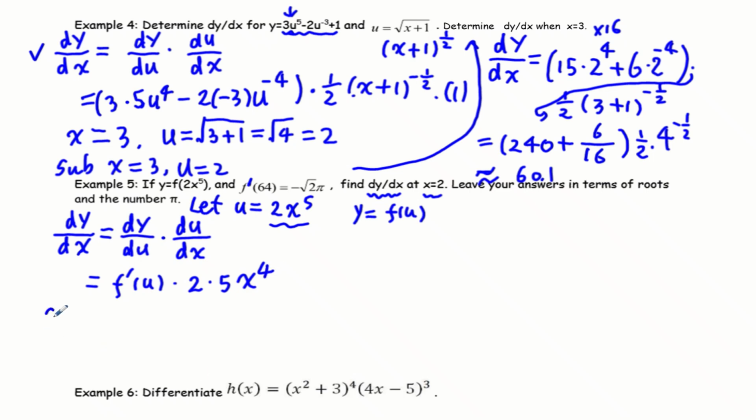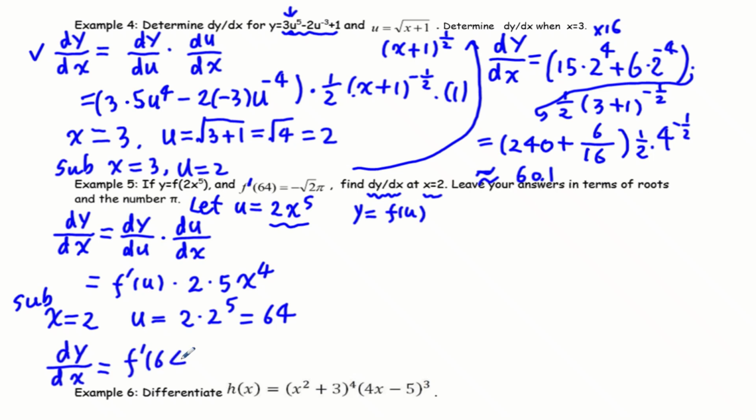So it asks you to find, when x equals 2, what's dy dx? So we are going to find the u value again. 2 times, sub in the 2 here, 2 to the exponent 5, gives us 64. Then we sub this x equals 2, u equals 64 here to find dy over dx equals f prime of 64, times 10 times 2 to the exponent 4.